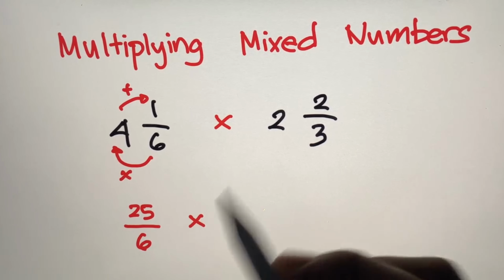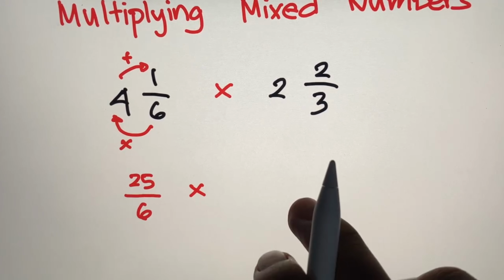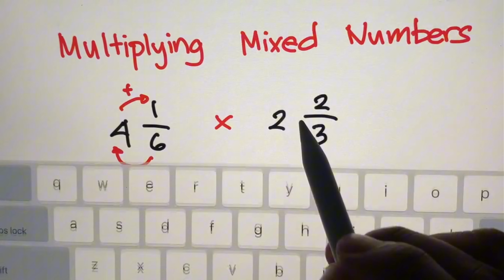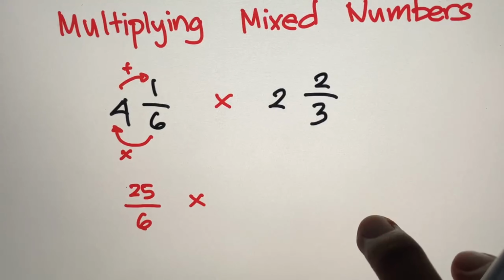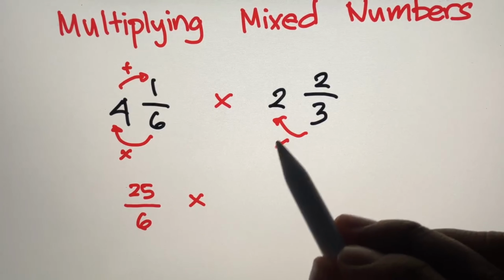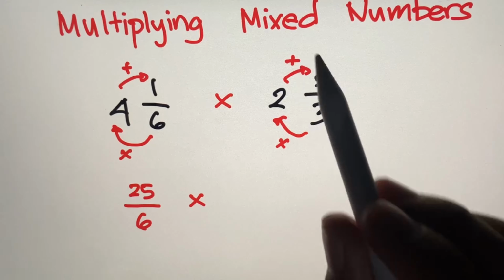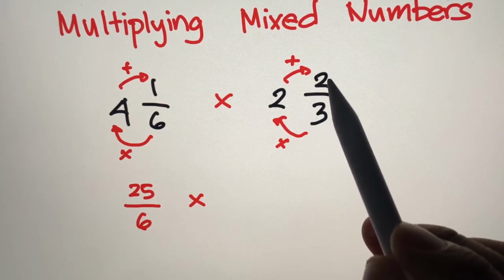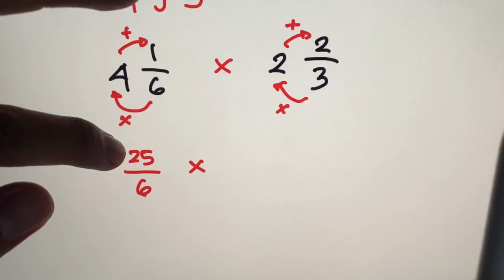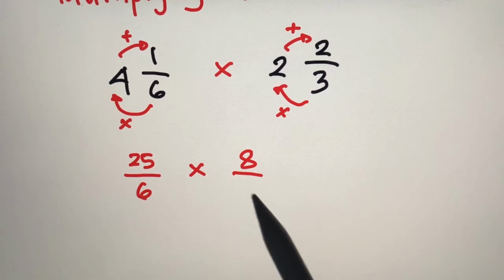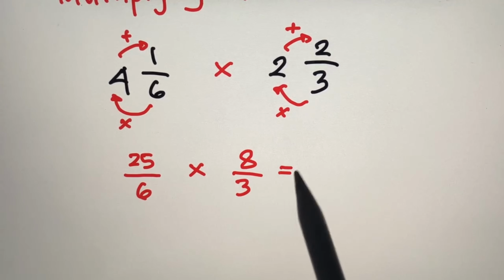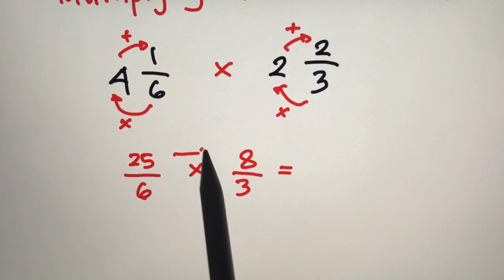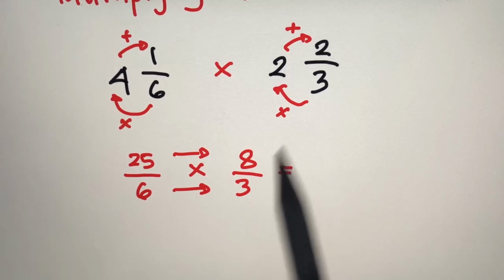The operation would just be the same as multiplication. Same goes with our second term: 3 times 2, and add 2. So 3 times 2 is 6, plus 2, that would be equal to 8. So that will be 8 over 3. Here, we're going to proceed with multiplying numerator to numerator and denominator to denominator.